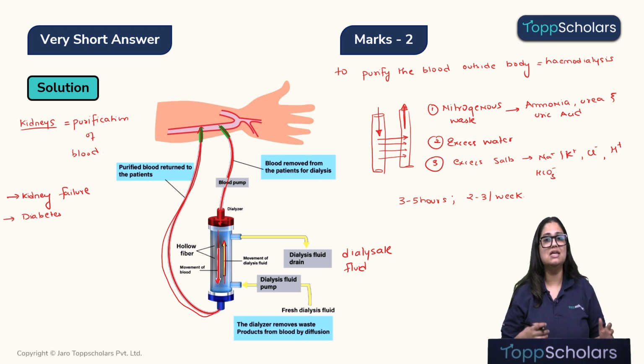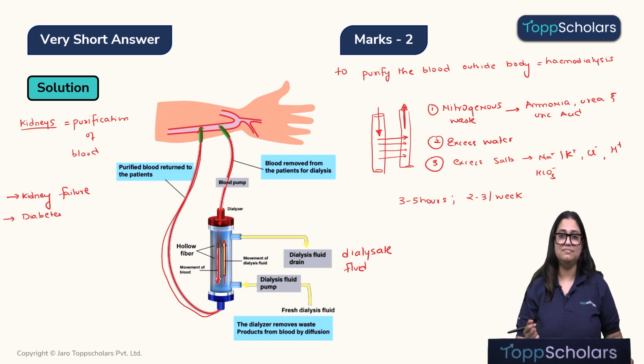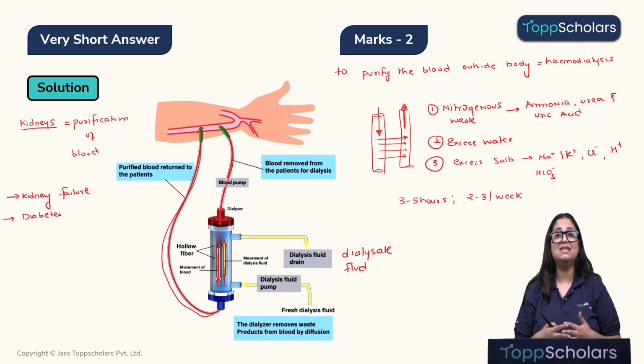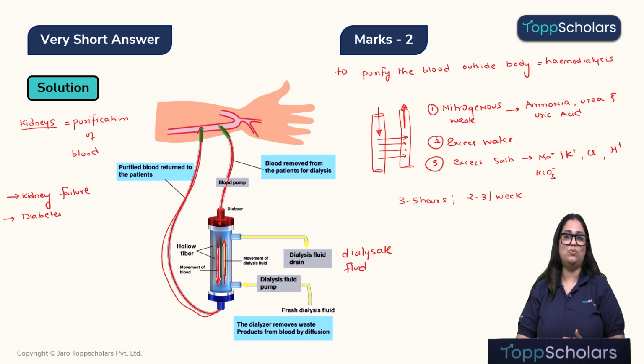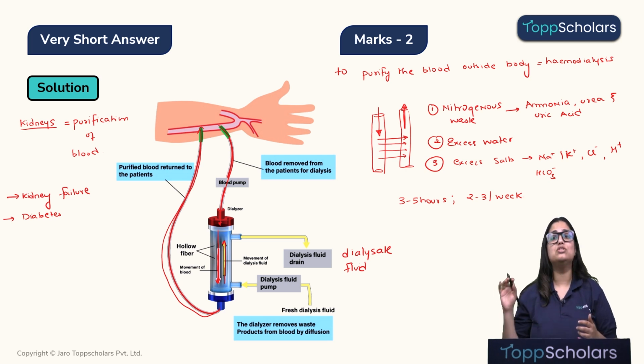What is hemodialysis? It's a process to purify the blood outside the body. In what kind of patients do we see it? We see it in those patients where the kidney is not functioning adequately, where we have kidney failures, or in cases of severe diabetes. Through this process, we are removing the nitrogenous waste, excess water and excess salts, and thus purifying the blood. I hope this was clear. Alright, now let's move to the next question.